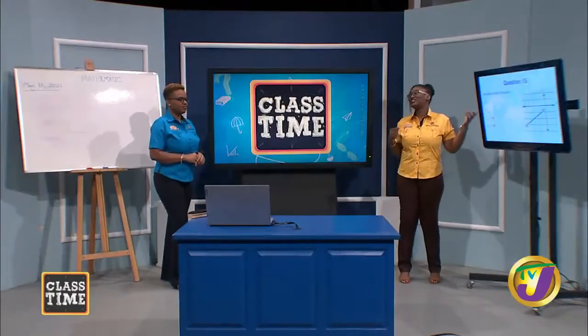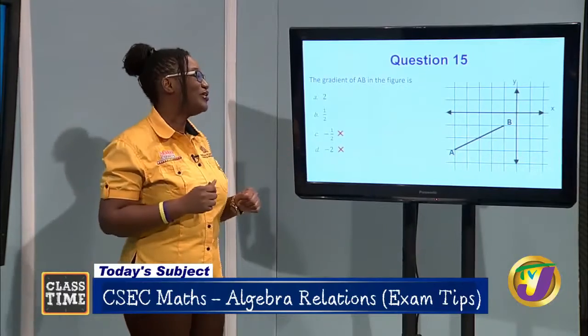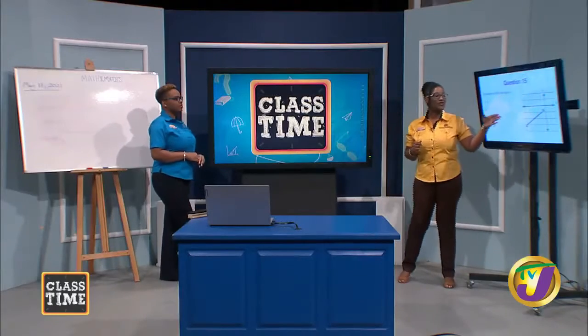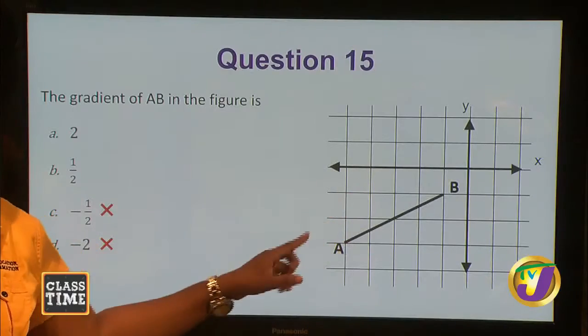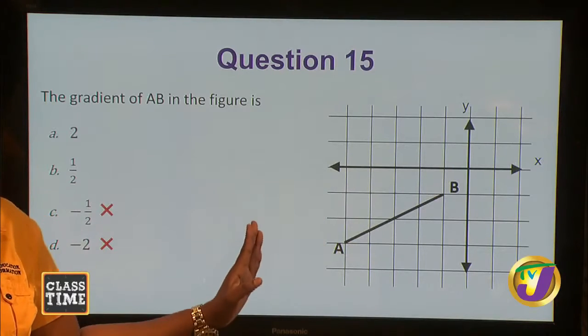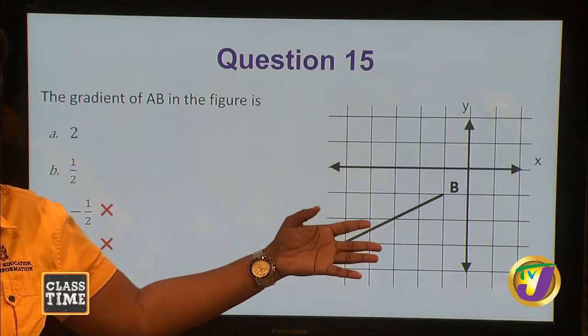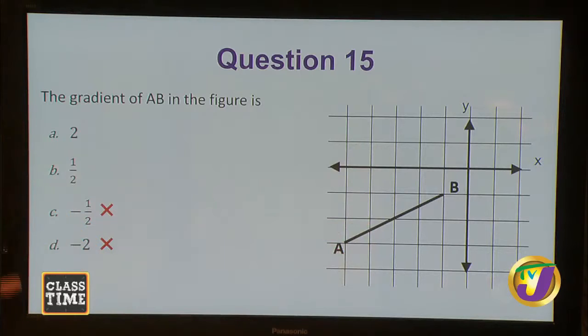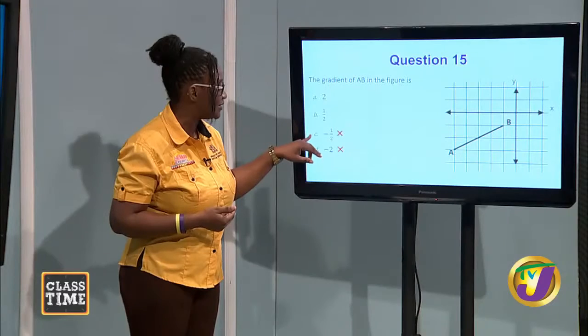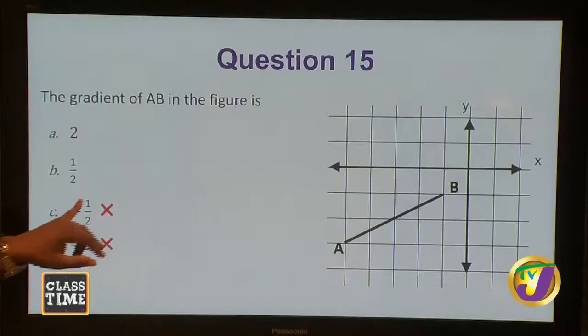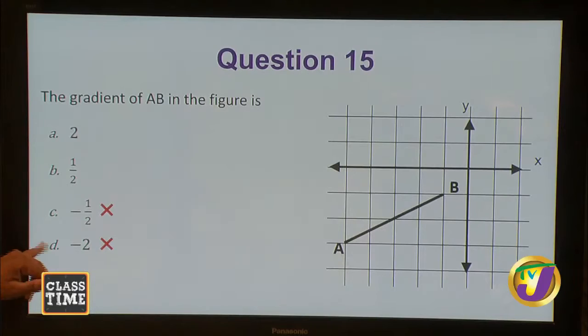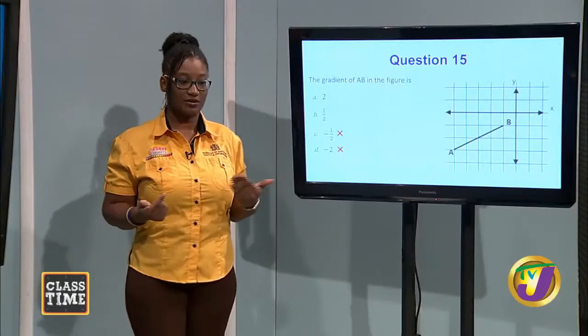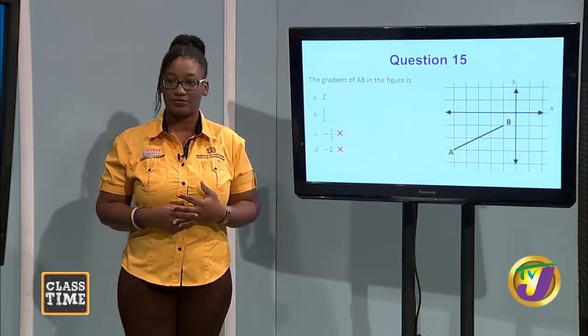So, Latoya, we were just looking at this question, right? Yes. We noticed that as we were moving from left to right, when we examined our graph, it was going in an upward direction. Positive. And so we said that the gradient must be positive. Yes. So we eliminated option C, which is -1/2, and option D, which is -2. Okay. So we need to decide now between +2 and +1/2.